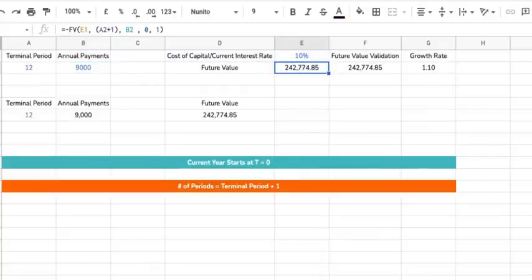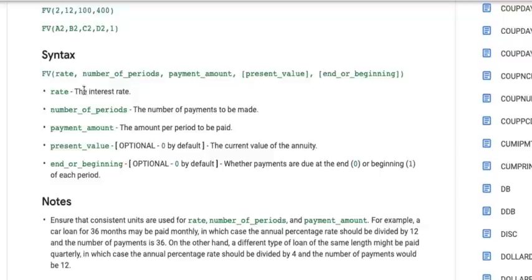You can directly use the FV formula, or the future value formula of Google Sheets. If you want to look at the syntax, the first will be your interest rate again, E1. And just to give you a clearer picture, let me directly go to the official future value documentation. The first is your rate of interest, then number of periods, then your payment amount, and the next two are optional. Present value, you can directly put it to 0, then end or beginning. For our case, it's beginning, so I'll use 1 over here.